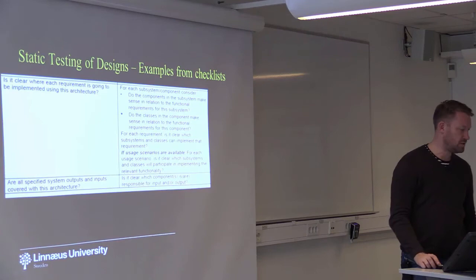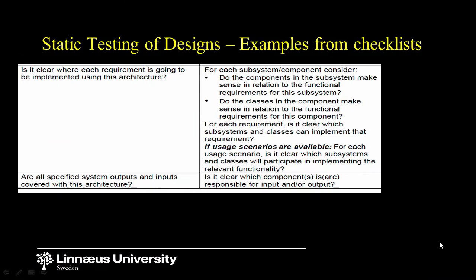So let's continue. Here's a checklist, and this is similar to the little notebook that I asked you to think of before the break. Is it clear where each requirement is going to be implemented using this architecture? Top level, first level decomposition: have we allocated responsibilities to our architecture to match the functional requirements of the application? Okay, let's go through this.